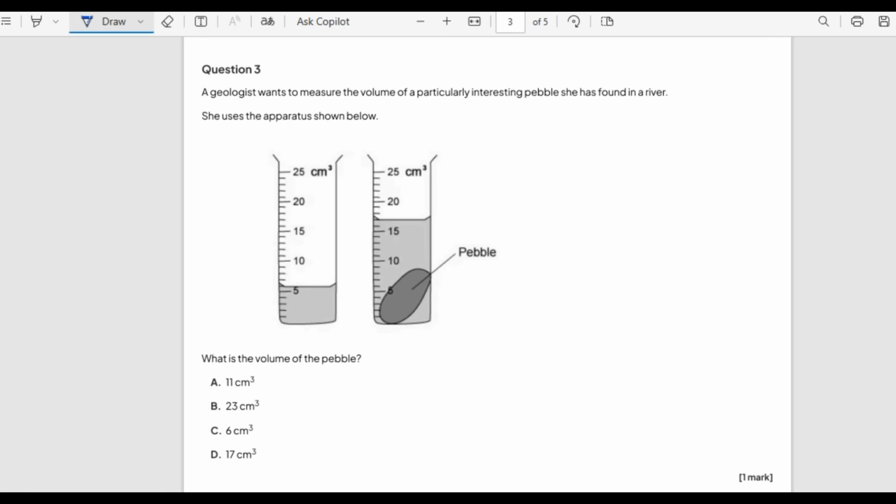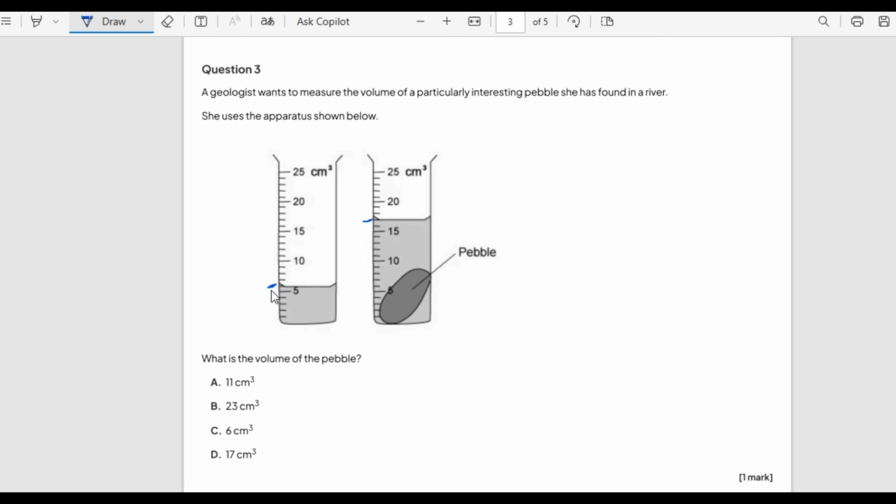Okay, a geologist wants to measure the volume of a particularly interesting pebble she has found in a river. She uses the apparatus shown below. So whenever we need to find the volume of an irregular object, we use this method. We take a measuring cylinder, first mark the level of water before putting in your irregular object, like your pebble, and then mark the water level after putting in your irregular object, and then subtract. So she's using the exact same method to find the volume of an irregular object.